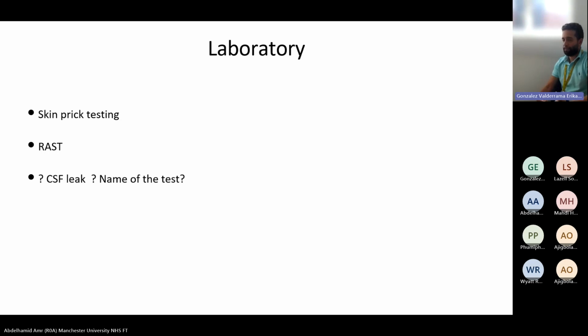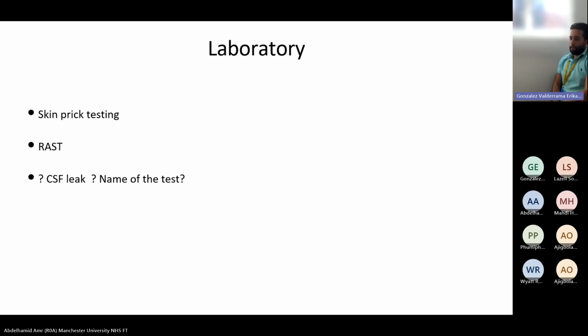So if someone's got a CSF leak, what's the name? You know what the name is? Because you can see that quite a lot in other post-op patients. Also called beta-2 transferrin or tau protein. So this is a very big one. You might be looking at these in lectures for examination. Quite a common question in exam.